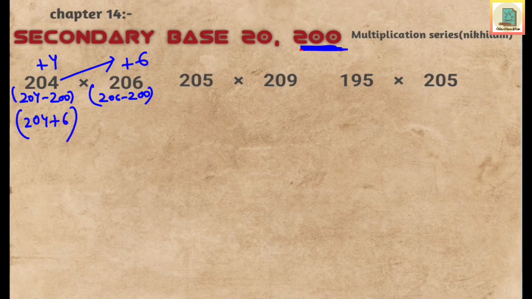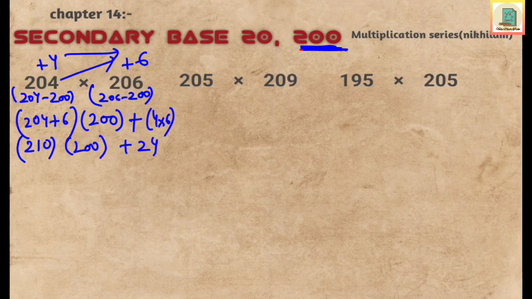So the base here is 200. So multiply by 200 plus multiply the deviations. That will be 4 multiplied by 6. So here we get 210 multiplied by 200 plus 24. So 210 multiplied by 200, we get 42,000 plus 24. So the final answer is 42024.